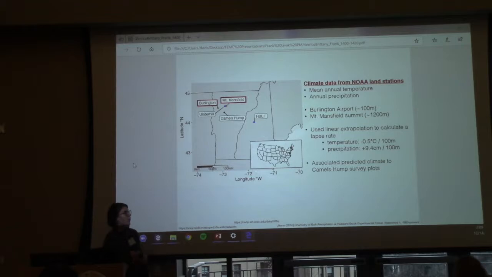So for example, on average, for every 100 meters in elevation you increase, temperature is going to decrease by 0.5 degrees Celsius. And then I took all of the associated or predicted climate variables along the elevational gradient and associated that data to the Camel's Hump survey plots.